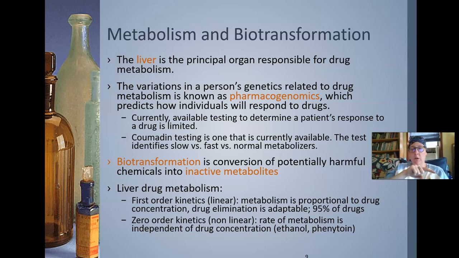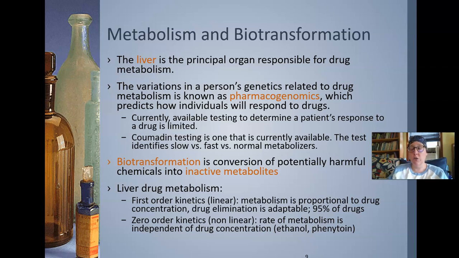So again, the curve, if it goes straight, is linear like that. Basically, the more substrate you have, the faster the enzyme works, right? It goes up, and then at one point in time, it levels off, and then it's flat. The curve is flat, and that zero order kinetics is nonlinear. With that one, the rate of metabolism is independent of the drug concentration.